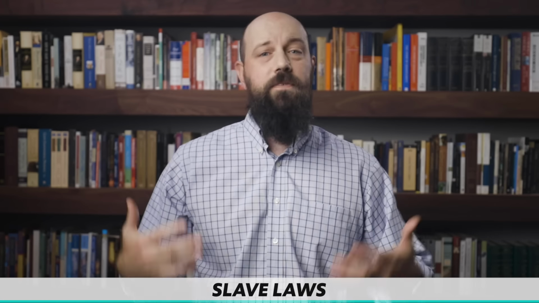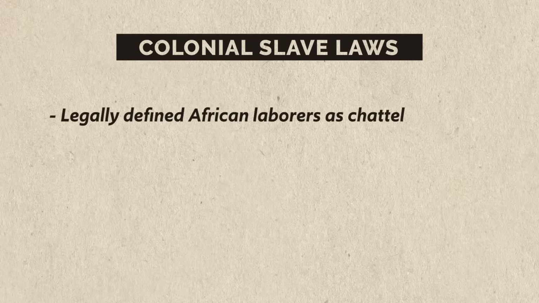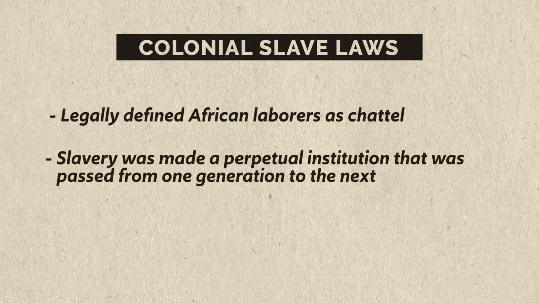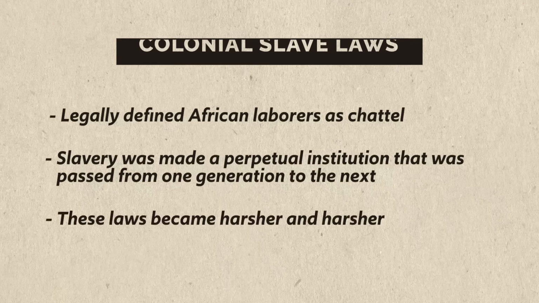In Virginia, for example, they followed the example of Barbados and enacted these laws which did the following. They legally defined African laborers as chattel. Additionally, slavery was made a perpetual institution that was passed from one generation to the next, and as time went on, these laws became harsher and harsher.